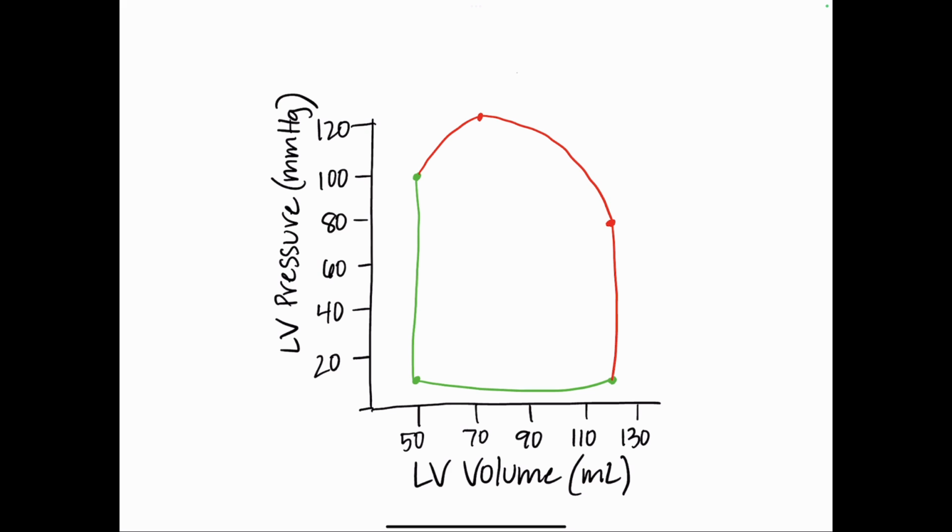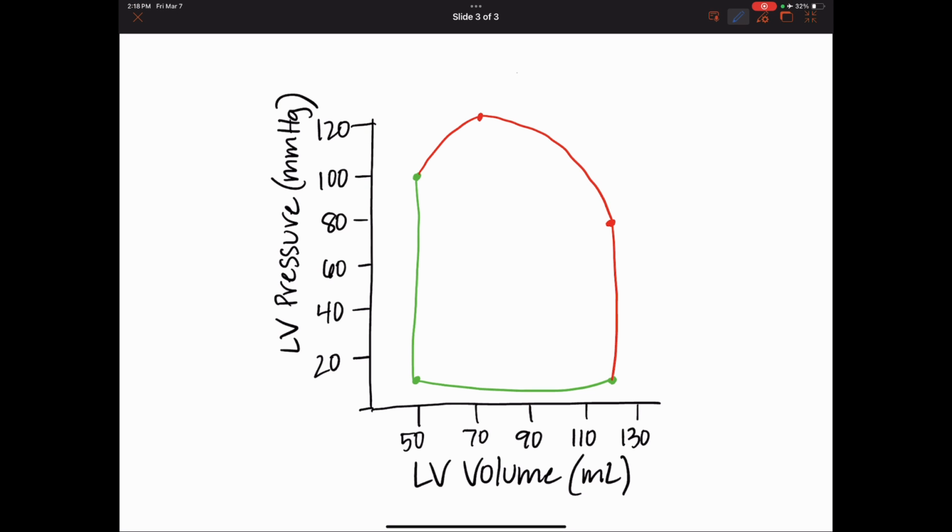So I want you to notice one more thing here, in that we have the PV loop broken down into red and green lines. These lines represent either diastole or systole. So when we think of the phase of the cardiac cycle, the heart is either relaxing or contracting. Those are really the only two options. So when the ventricle is relaxing, we call that diastole. And the two phases of the cardiac cycle that are part of diastole are isovolumetric relaxation and left ventricular filling. So the ventricle is relaxed at both of those two time points.